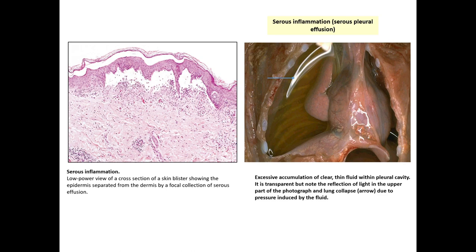And this small piece in the center is the shrunken lung. This lung is what remains because of the pressure of the effusion on the lung. It is transparent, but note the reflection of light in the upper part of the photograph, and the lung will be collapsed. The arrow points to the collapsed lung due to the pressure induced by the fluid.